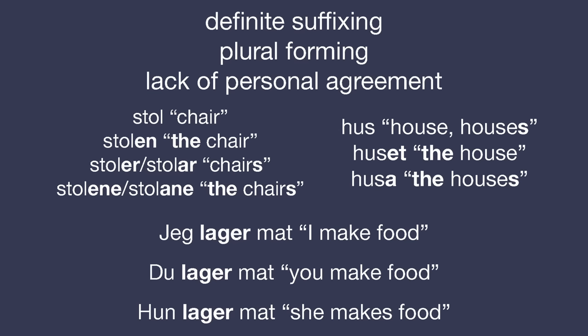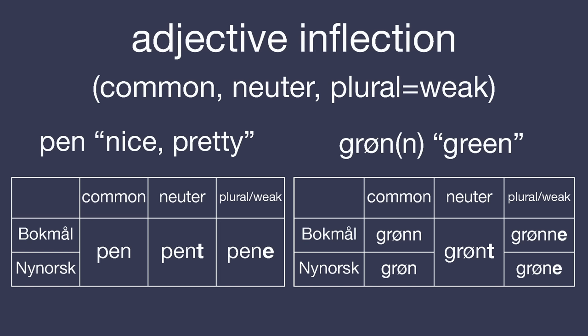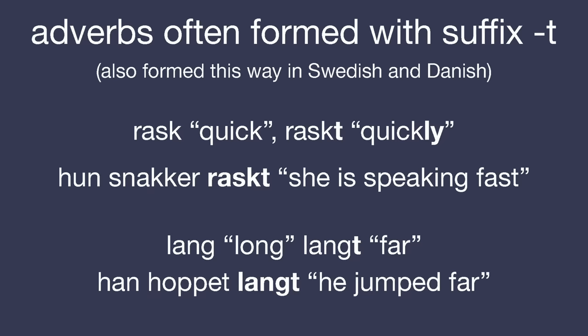The grammar is similar to Swedish and Danish, with definite suffixing, plural formation, and a lack of personal verb conjugation. There's a three-gender system in Nynorsk, with masculine, feminine, and neuter, while Bokmål can use that or the common neuter distinction. Adjectives tend to inflect for gender and number, and adverbs can be formed from adjectives, most often with suffix t.